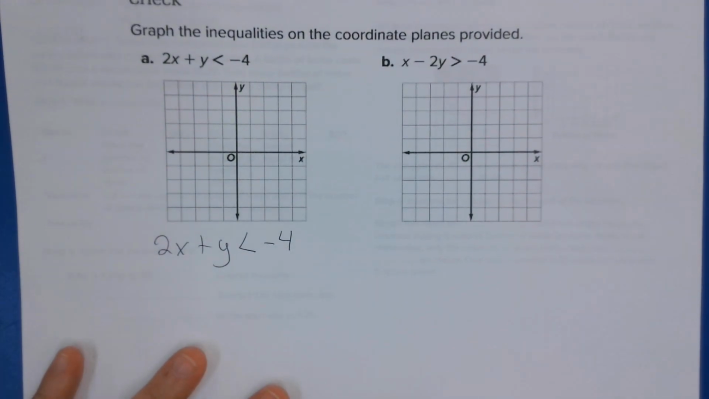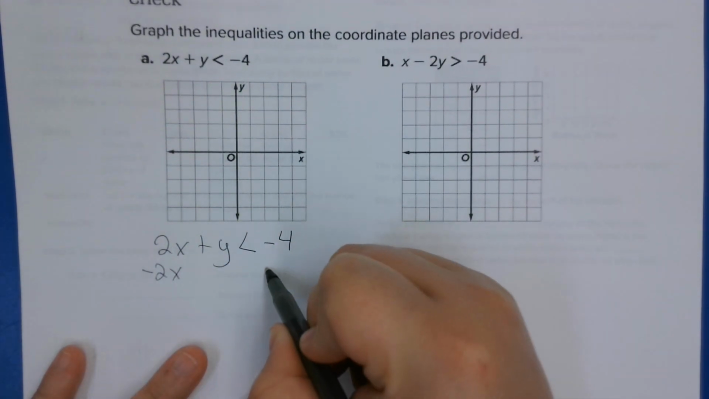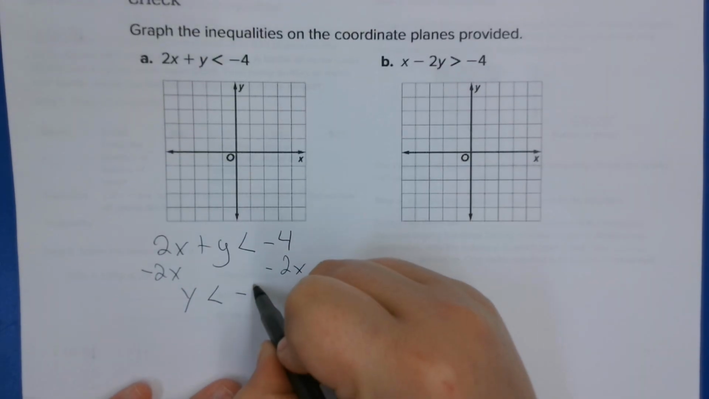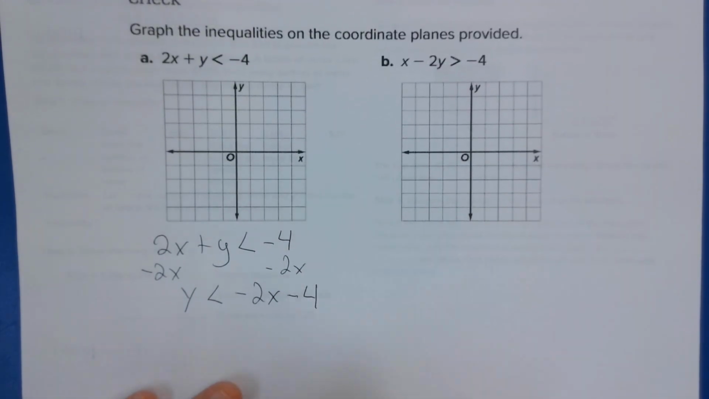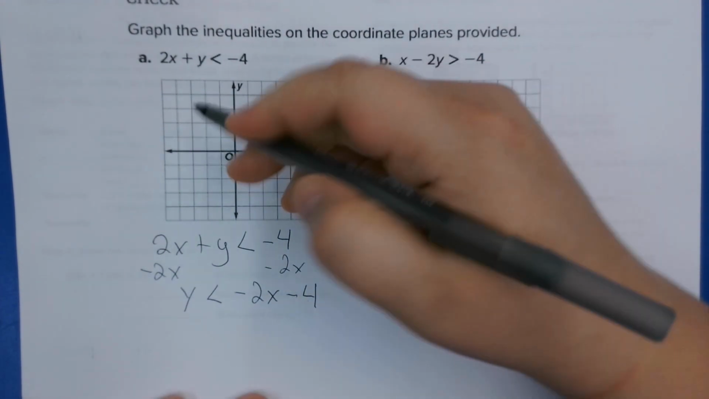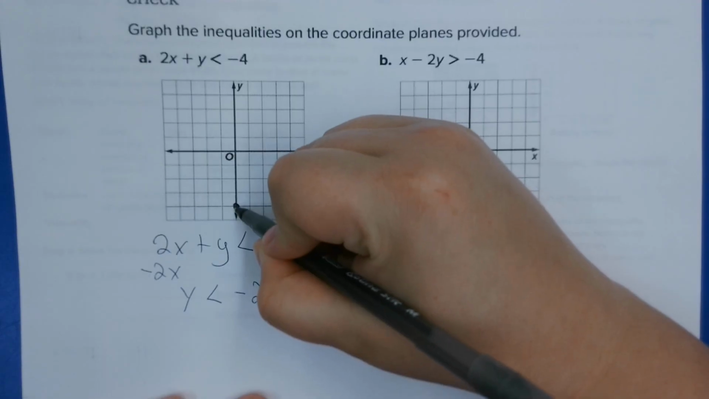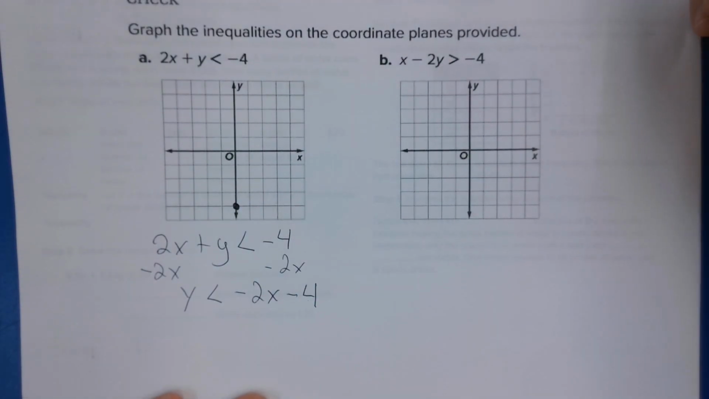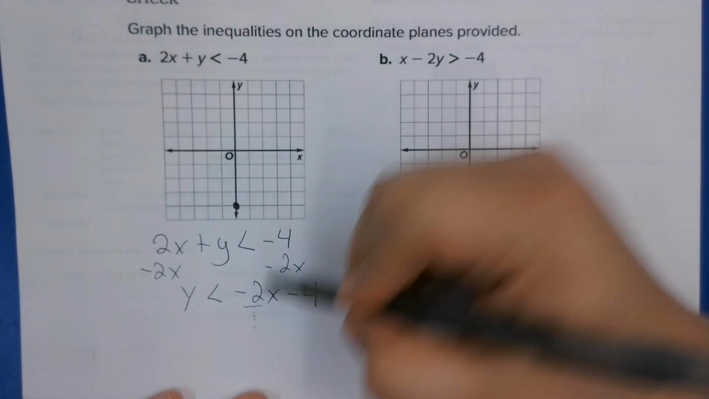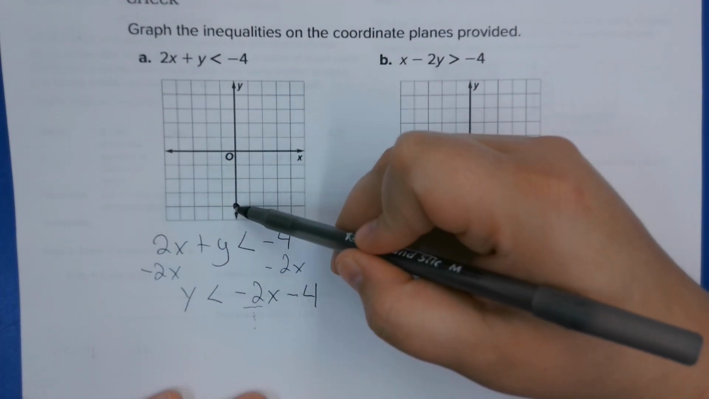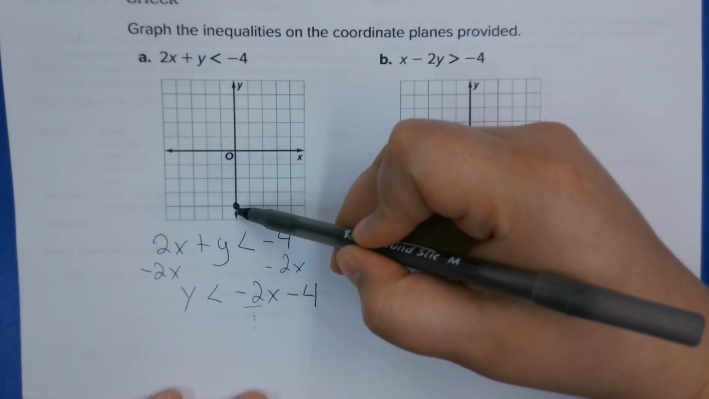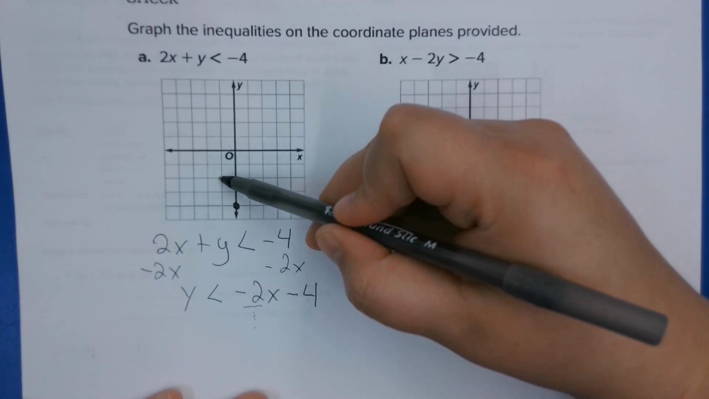I need to get y by itself, so I'm going to subtract 2x, subtract 2x. I now have y is less than negative 2x minus 4. Here's my y-intercept, negative 4. 1, 2, 3, 4. Here's something weird that I told you I would show you when we get there. This is negative 2 over an invisible 1. This is my slope. I don't have room on my graph to go down 2, right 1. So I'm actually going to move backwards, and I'm going to go up 2, left 1.